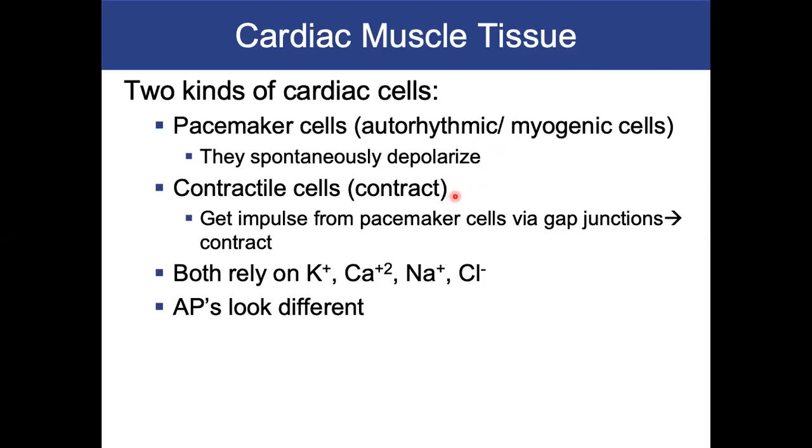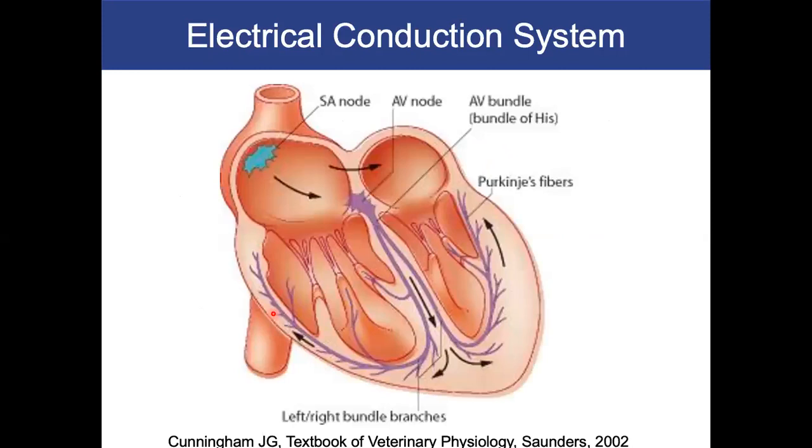Okay, and then the contractile cells get the impulse from the pacemaker cells, and their job is to contract. So these actually have actin and myosin in them so that they can contract. The pacemaker cells don't, these guys do. How do they get the impulse? They get it via gap junctions, right? They both rely on the typical ions that we've seen. It's a little bit different though, and the action potentials look different. So let's take a look at the electrical conduction system.